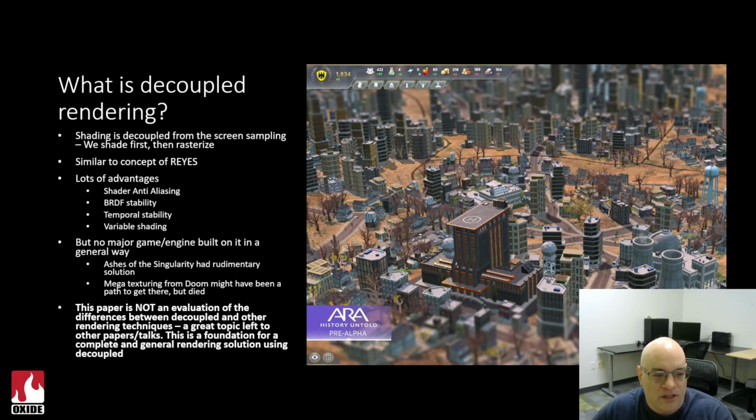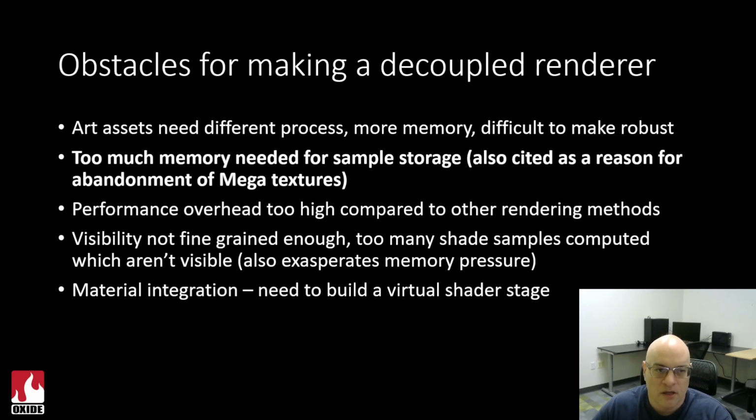I want to point out that this paper is not an evaluation of the differences between decoupled and other rendering techniques. I think that's a great subject. I think somebody could do exhaustive research, an entire paper, a series of papers, just exploring the differences between them, and they are substantial in terms of quality. But this is not a paper about that. This is a paper about implementing decoupled rendering and saying how you can make a decoupled renderer that will work in a real world setting. So yes, that's the point of the paper.